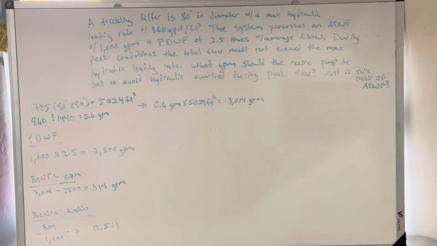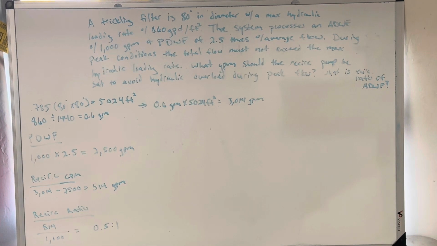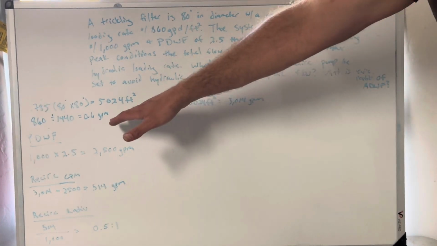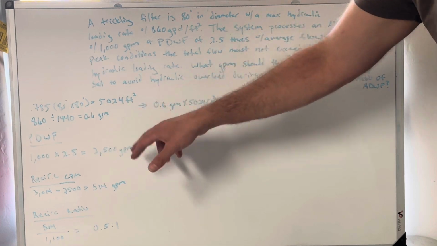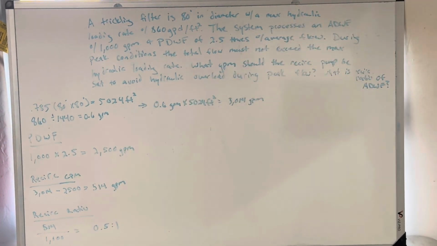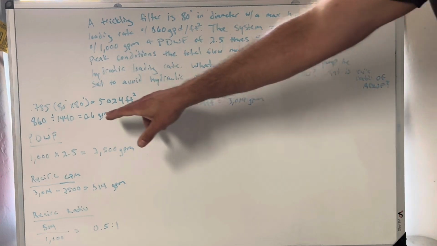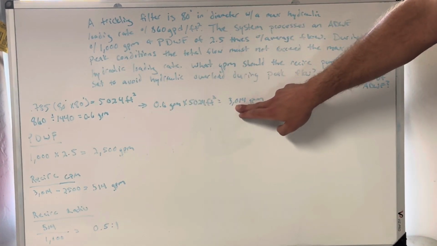I didn't write the units out for space, and also my marker's kind of getting dry on me again, so I got to get another one. I apologize. But what that gives me is 0.6 gallons per minute, and I didn't write it here. I should have per square foot. Per square foot, okay? 0.6 GPM per square foot times 5,024 square feet gives me 3,014 GPM.